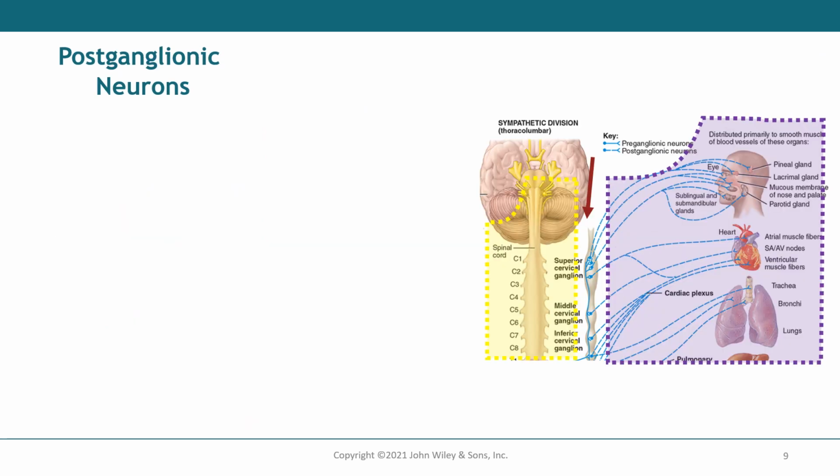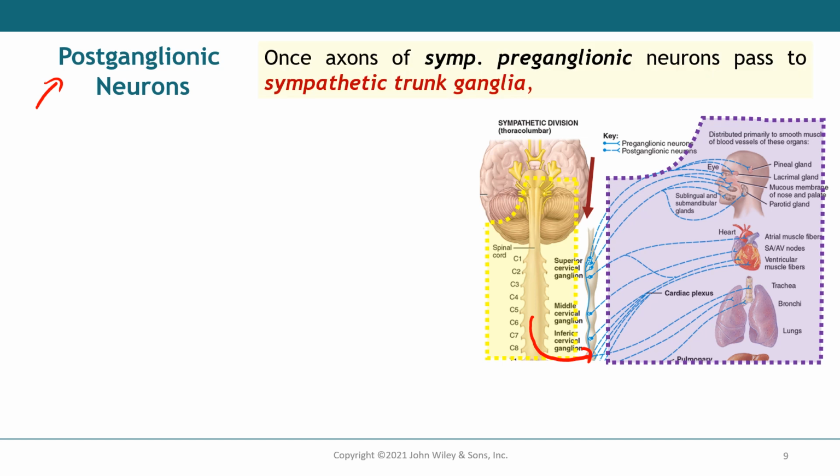So to finish, we're going to talk a little bit about the postganglionic neurons. We know that from the central nervous system, these sympathetic preganglionic neurons are going to reach the trunk ganglia, and here this will be a mess, or a mess and a maze. Why? Because there are so many paths there.